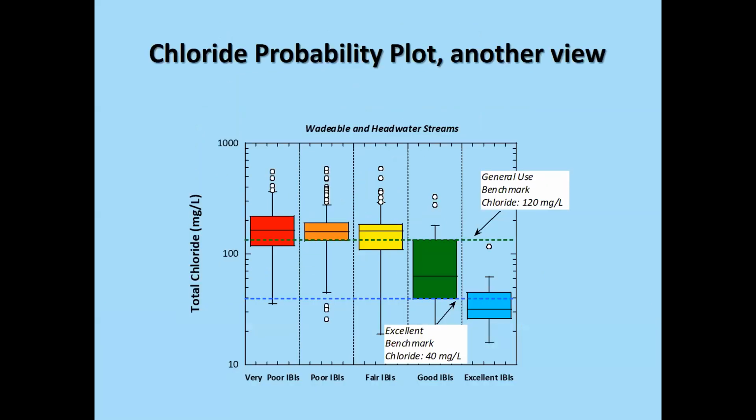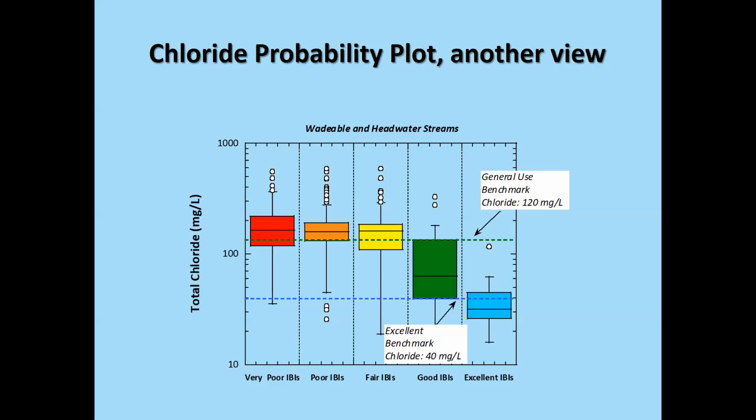Okay. So this is another way of looking at this. This is a box and whisker plot showing the same data, but just flipped on its side. Once again, you can see the chloride concentrations on an upright y-axis, and then the IBI baskets along the x-axis. And then our green is our general use category, and you can see how the data set falls into it. There are a couple of outliers on the upper end of the green. That's the good IBI box and whisker plot.